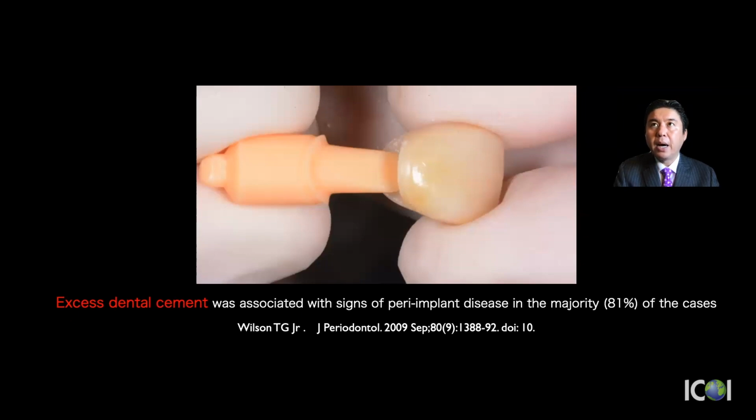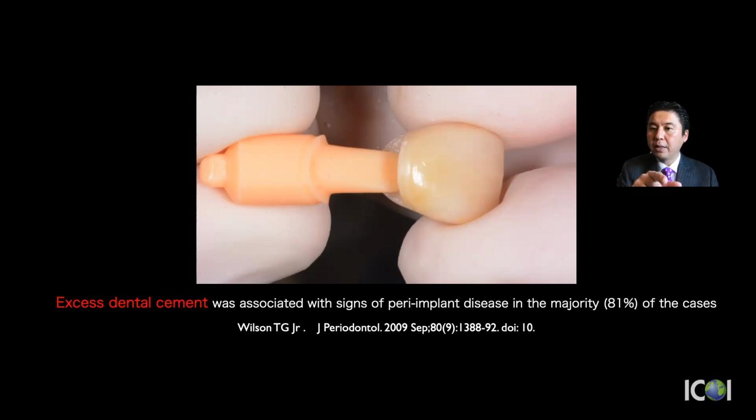Now, this time I decided to go with a cement restoration, because I put the layer of porcelain. The cement-type restoration has always had the excessive dental cement problem. In 2009, the majority of peri-implant disease cases, 81% of peri-implantitis, can be caused by excessive cement. So how do you reduce or avoid excessive cement?